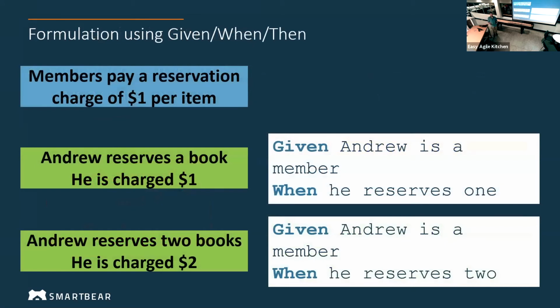So the next part of BDD is formulation. Formulation is typically done in pairs by a developer or a tester, or sometimes by one person, where they take those examples and turn them into business readable specifications. And this is where Gherkin comes in.